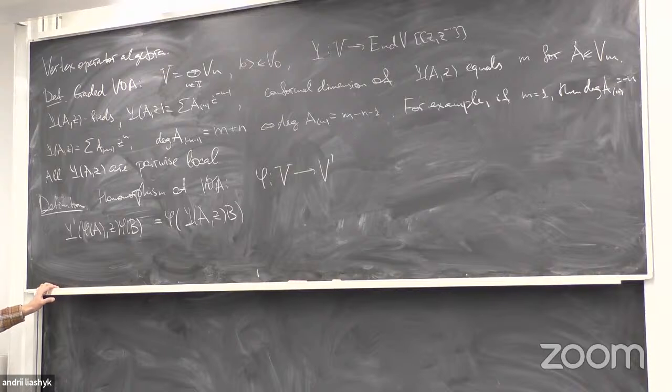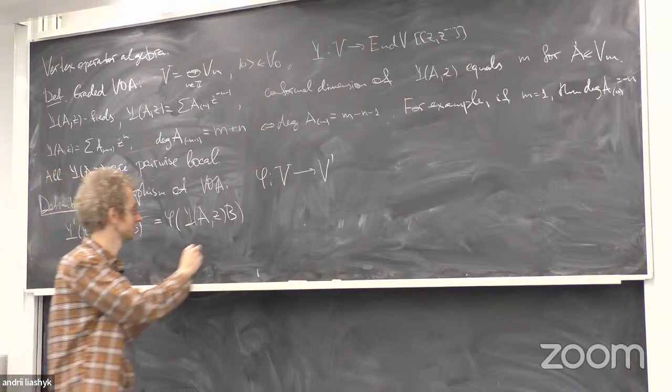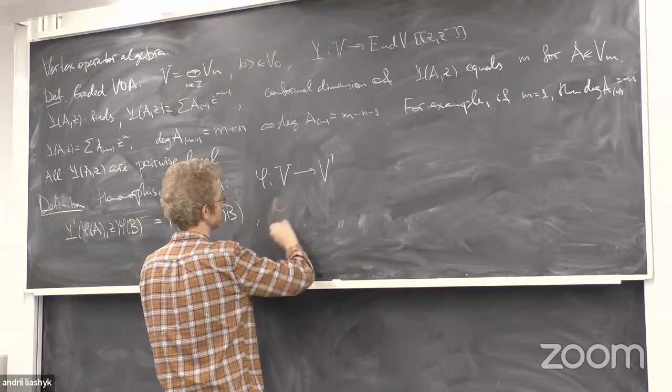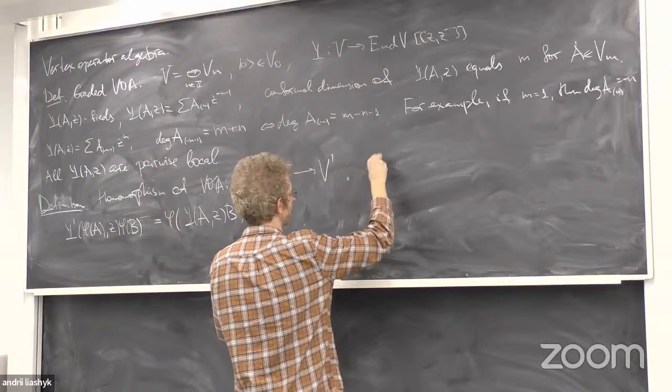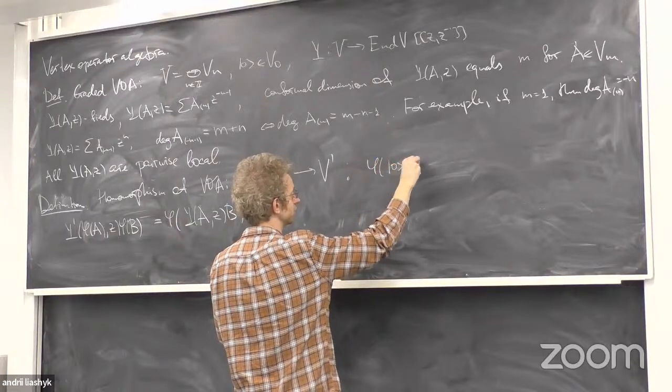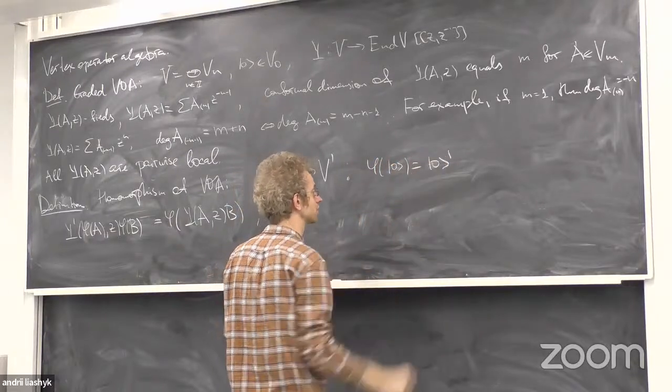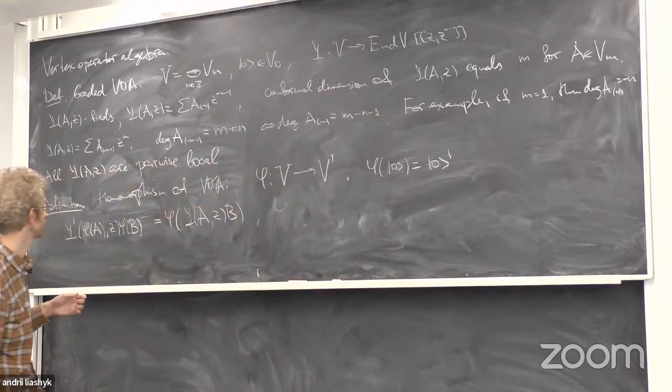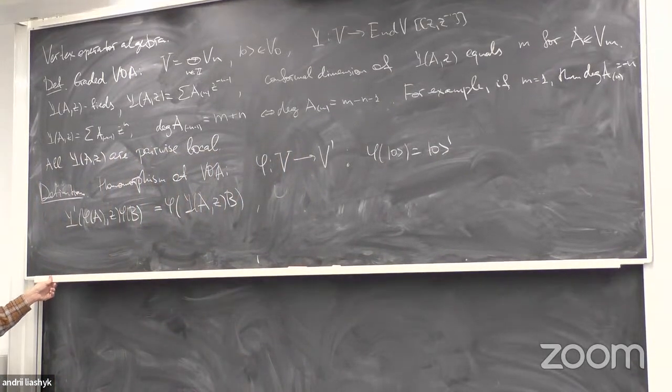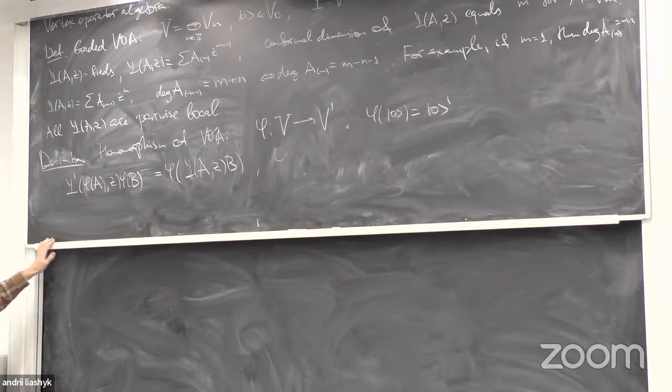We have one more important ingredient of a vertex algebra. Even more basic. Yes, this is important. Let me write it here: phi of the vacuum should be the other vacuum, and this is important. Okay, so this is a homomorphism.